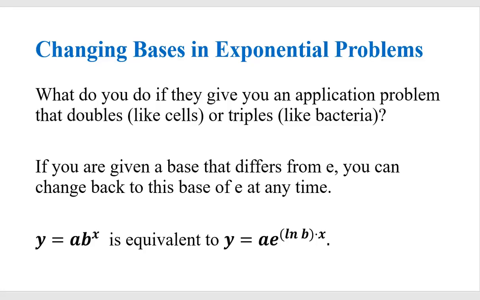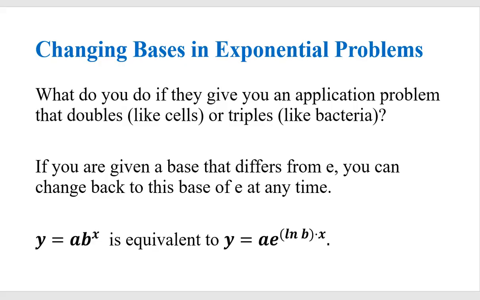When you are working with exponential problems, sometimes it may behoove you to change the base. And this happens often when you're talking about cells that are replicating. Like if they're doubling when they go through natural mitosis in cellular division, or if it triples, like if it's a bacteria. So your base, if it's doubling, would be 2. If your base is tripling, it would be 3.